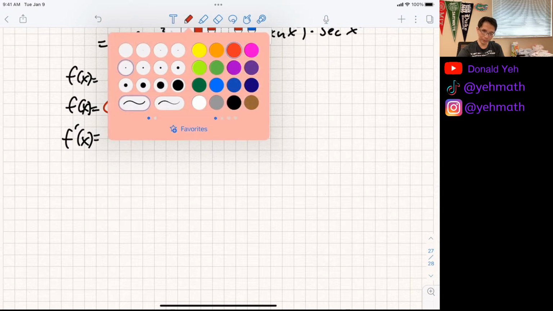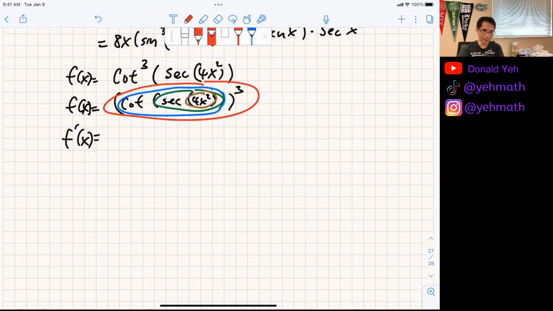So if I take a derivative of something to the third power, it's gonna be 3 cotangent squared of secant of 4x squared. And that's just to take it to the red one. Did you get this part? I'll put the square to the outside.